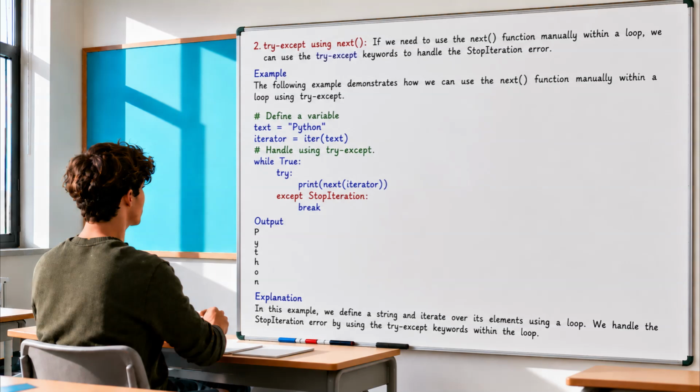# define a variable. text = "Python". iterator = iter(text). # handle using try except. while True: try: print(next(iterator)) except StopIteration: break. Output: P, Y, T, H, O, N. Explanation. In this example, we define a string and iterate over its elements using a loop. We handle the stop iteration error by using the try except keywords within the loop.